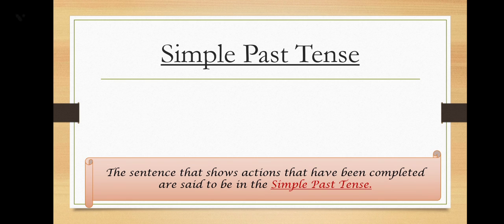Now the second topic is simple past tense. We have the definition: the sentences that show actions that have been completed are said to be in the simple past tense. Very simple thing to understand. The things which had happened in the past, it is completed. The work is done. Whatever the thing is which is done, completed in the past, is called simple past tense.